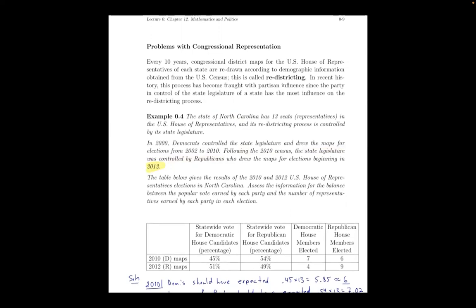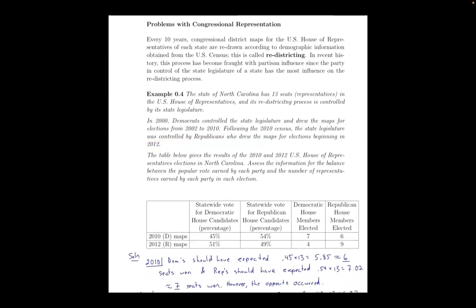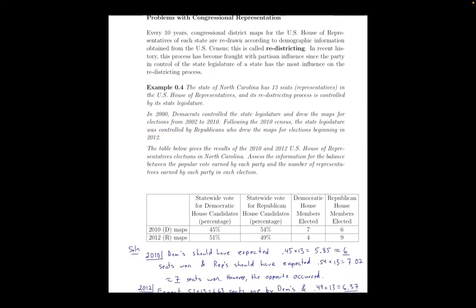So we have the table below that gives us the two elections: a 2010 election on a Democrat drawn map and a 2012 election on a Republican drawn map. So let's see how these parties, or these state legislatures, might have tilted the scales or tilted the maps in favor of their own parties. And we'll see that both parties actually did that in this case. And we're going to calculate how we might go about doing that.